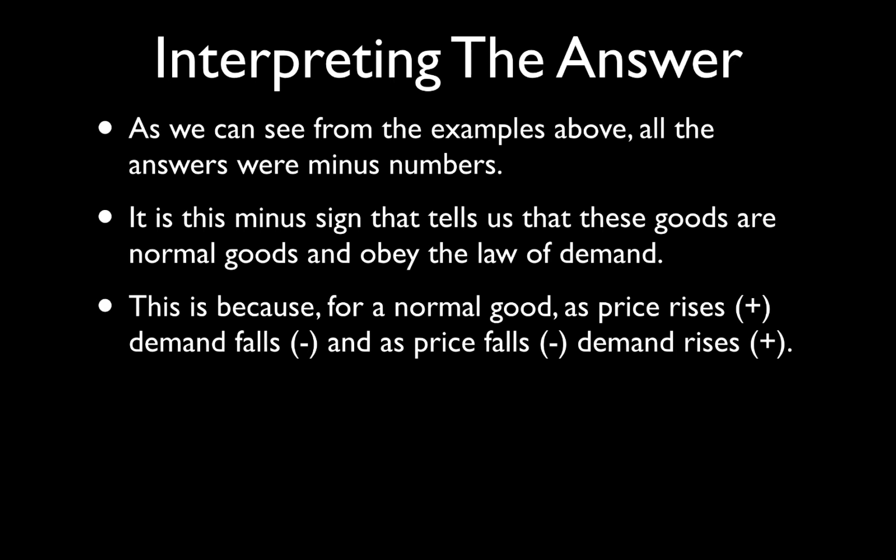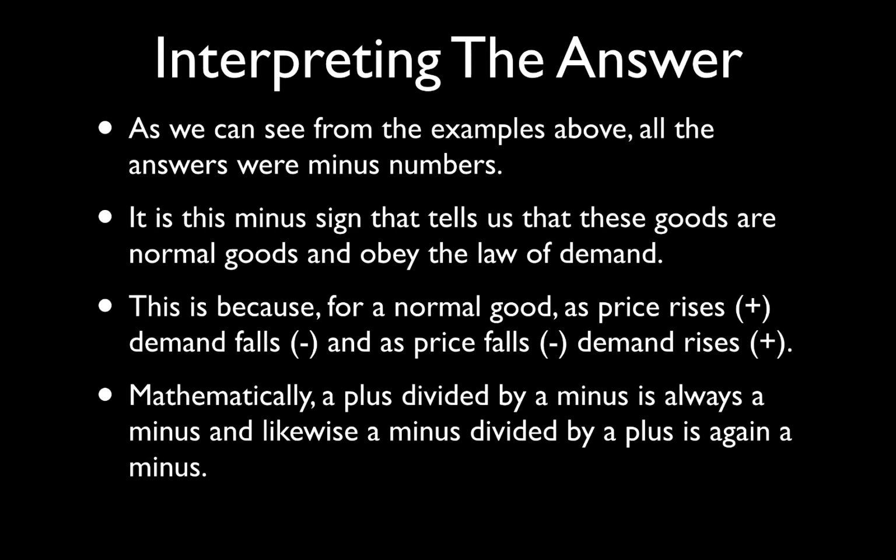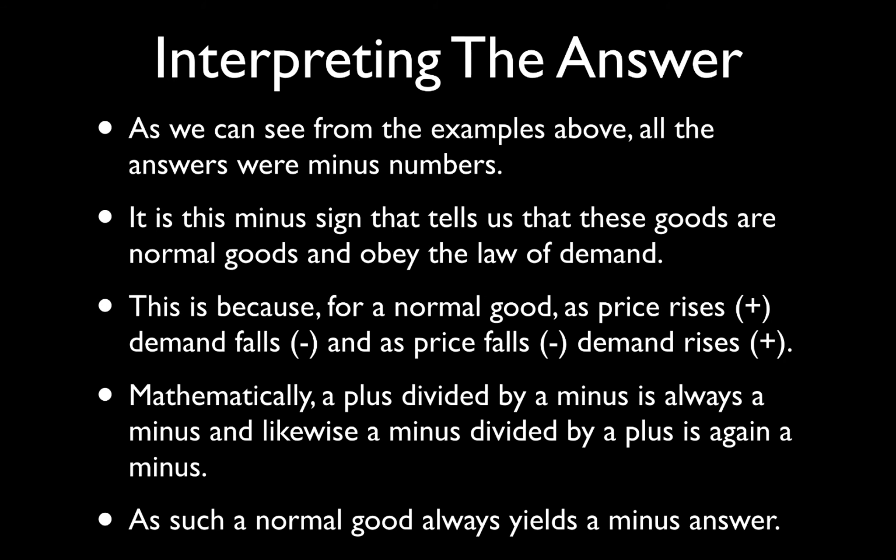Okay, as the price goes down, quantity demanded goes up. So the percentage change in quantity demanded is a plus. The percentage change in price is a minus. That's a plus divided by a minus. That's a minus. So either way you look at it, if the good obeys the law of demand, well, then what happens? Well, you're always going to get two opposite signs being divided by each other, and as such, therefore, your answer has to be a minus. So normal goods always yield a minus answer. And please keep that in mind.